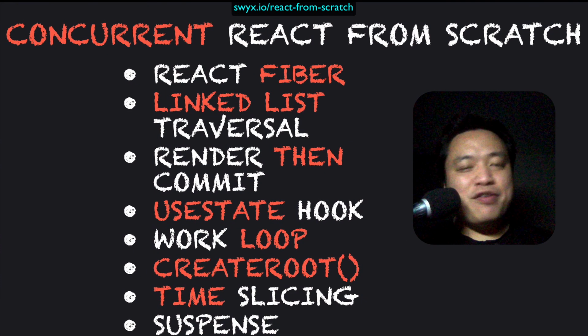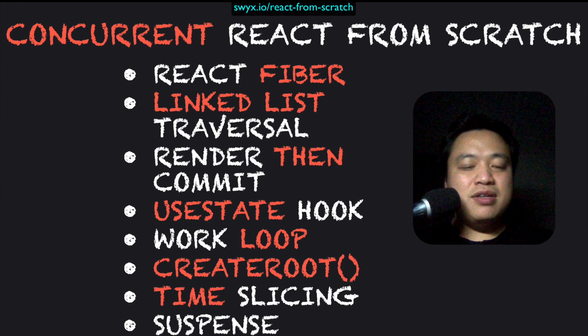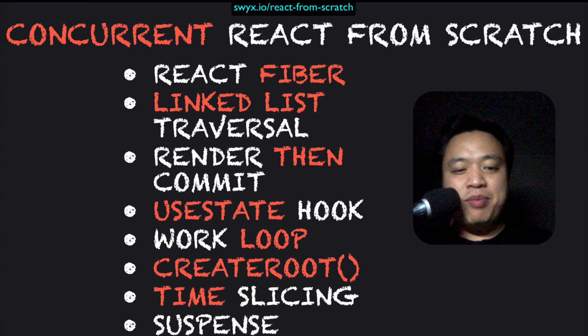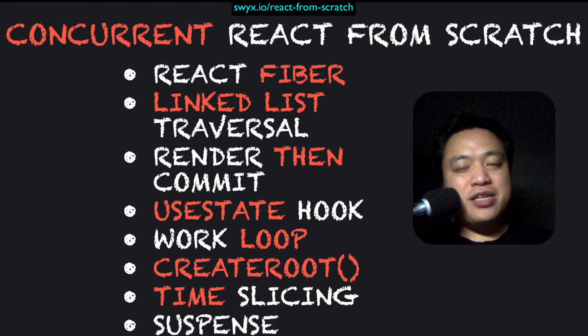So we've covered a lot today. If you take a look back over this past half hour, we've actually implemented everything from this list: understanding what React fibers are, linked list traversal, render then commit, hooks, work loops, time slicing, the createRoot API, and Suspense. But that's not even half of what React actually gives you out of the box.